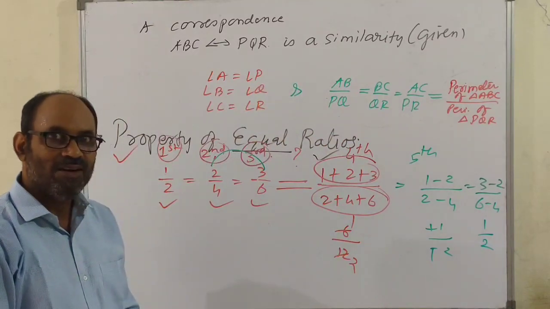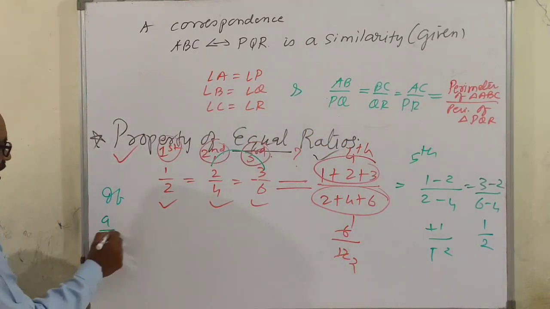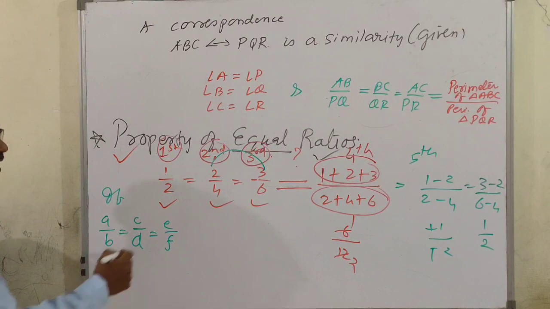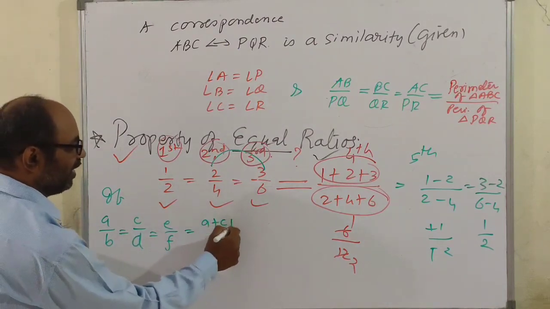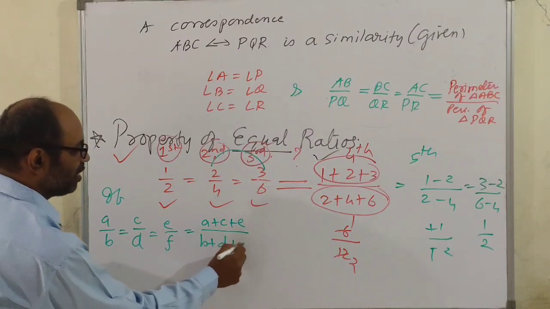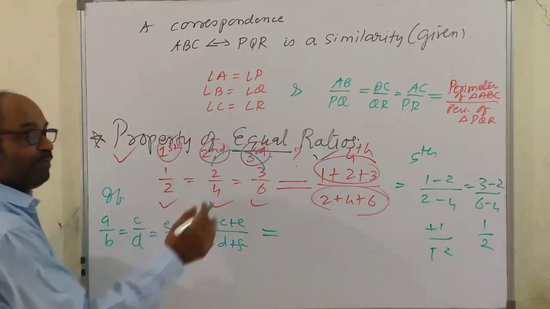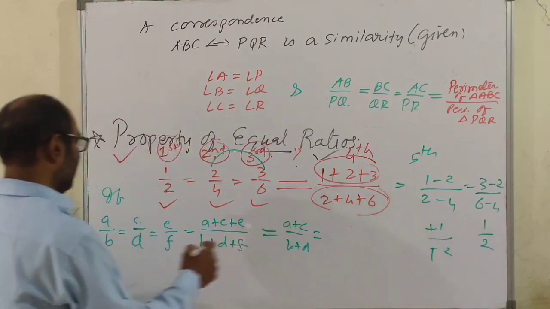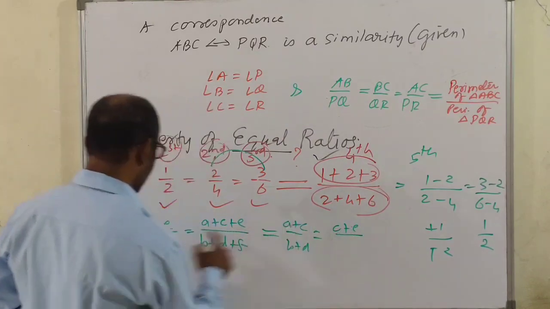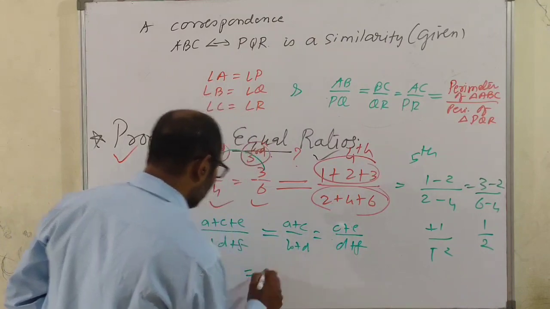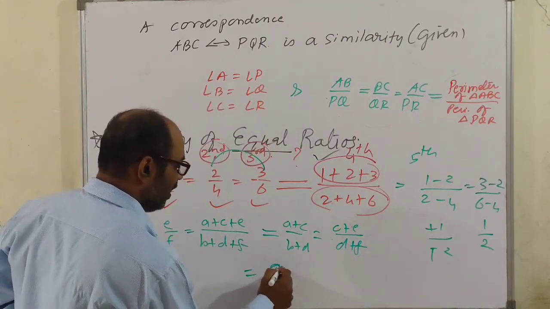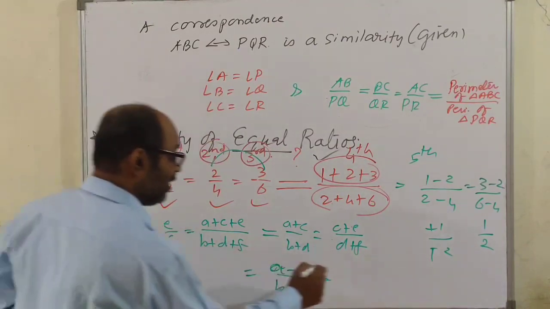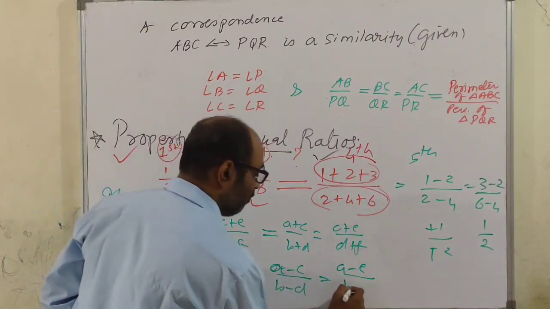Yeah, it's same. So children, if A upon B is equal to C upon D is equal to E upon F, three equal ratios are there, then that is fourth ratio: A plus C plus E upon B plus D plus F. Or that is equal to fifth ratio: A plus C upon B plus D. Or that is equal to sixth ratio: C plus E upon D plus F. Or that is equal to seventh ratio: A minus C upon B minus D. That is equal to eighth ratio: A minus E upon B minus F.